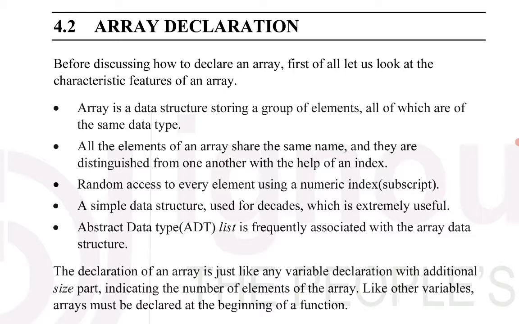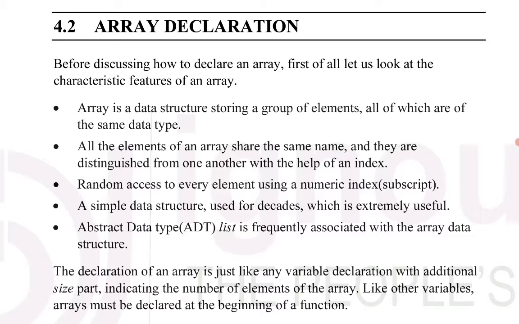We can access the elements of the array by using their index variable, or subscript variable. It is called a subscript or index variable. So we can get or access all the elements from an array by using its subscript or index variable. Random access to every element using a numeric index.